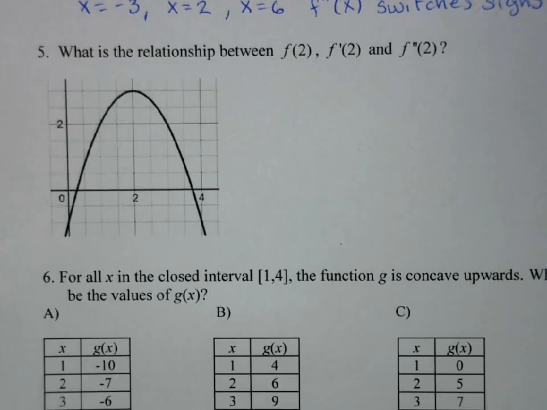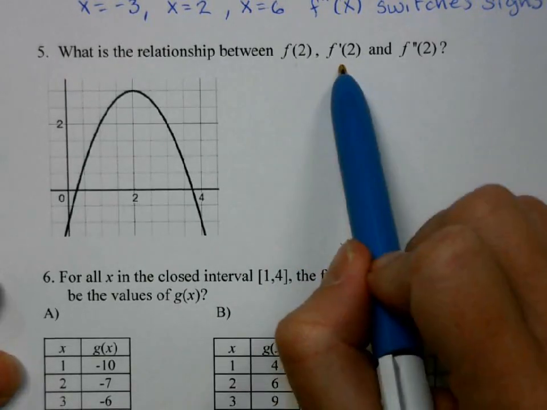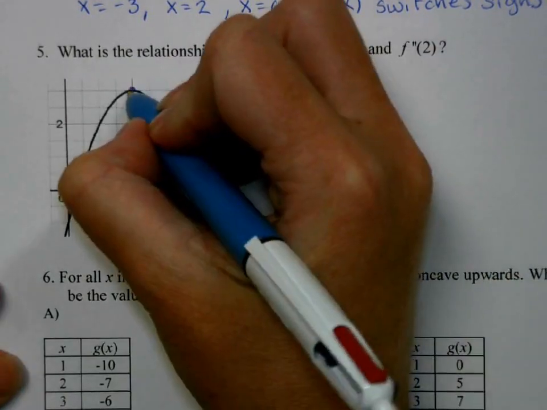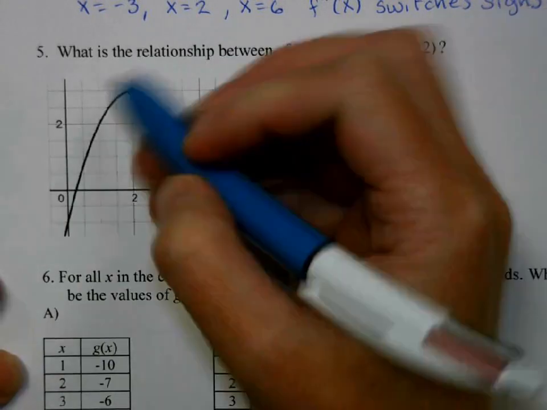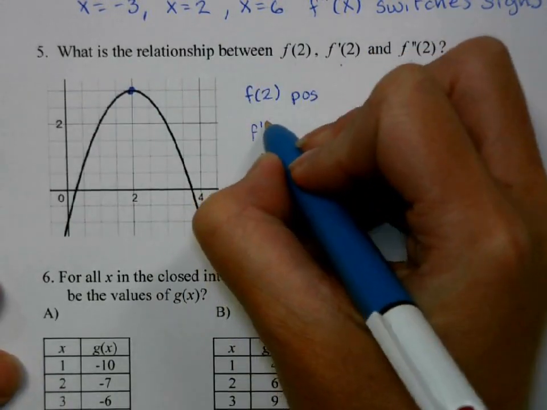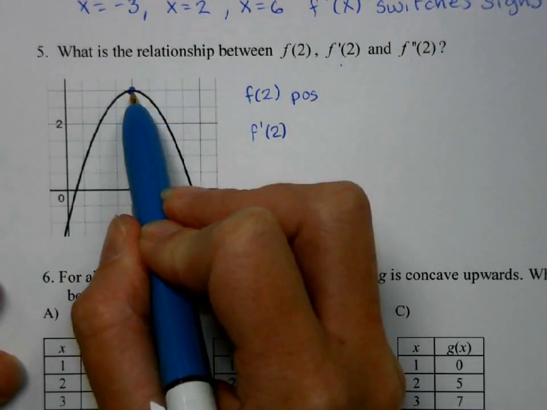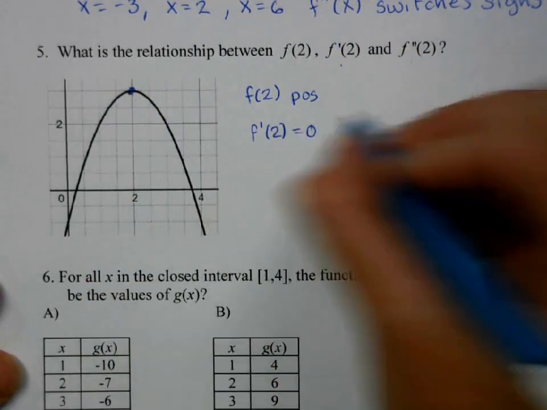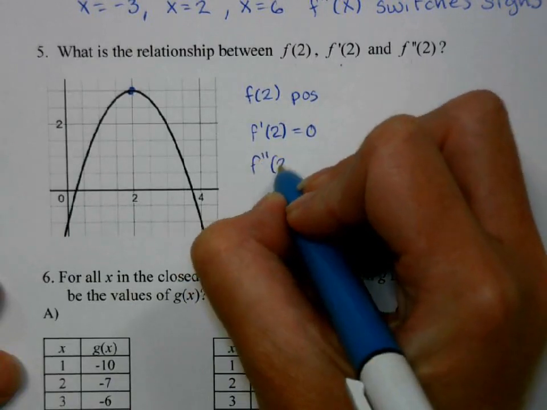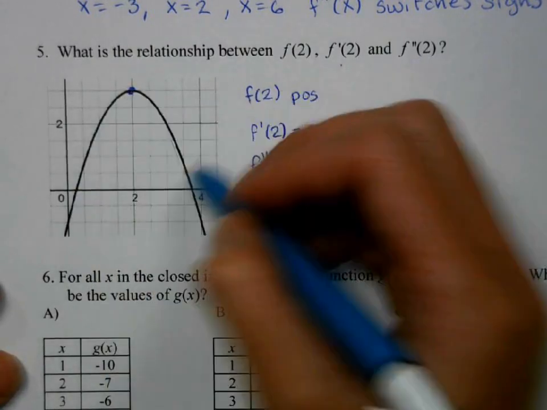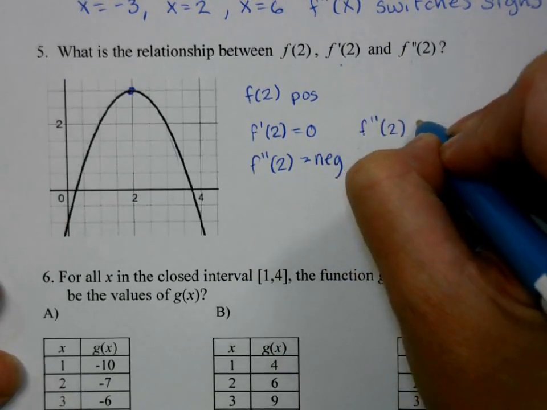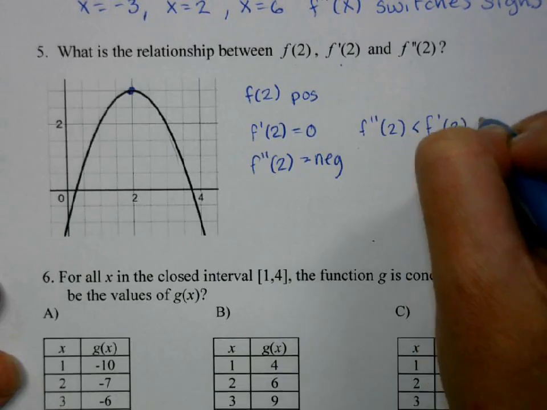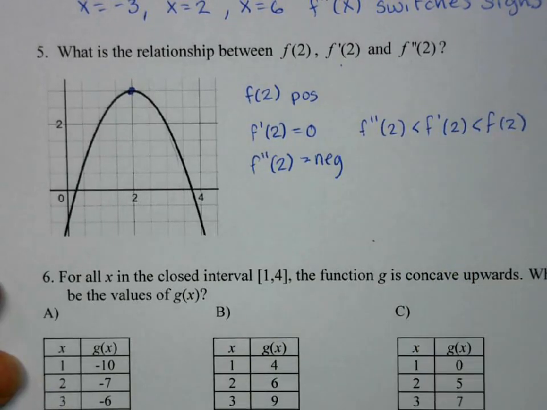Okay, so in this one, what is the relationship between f of 2, f prime of 2, and the second derivative at 2? So we're interested in this location. f of 2 is a positive value. I mean, we can establish it's 3. f prime of 2, the derivative here, the slope here, is going to be 0. And the second derivative, since our graph is concave down, is going to be negative. So my relationship is the second derivative at 2 is less than f prime of 2, which is less than f of 2. That's negative, that's 0, that's positive.